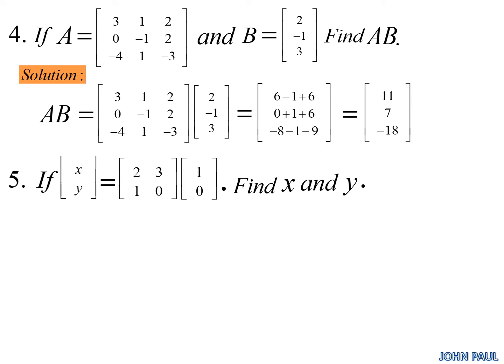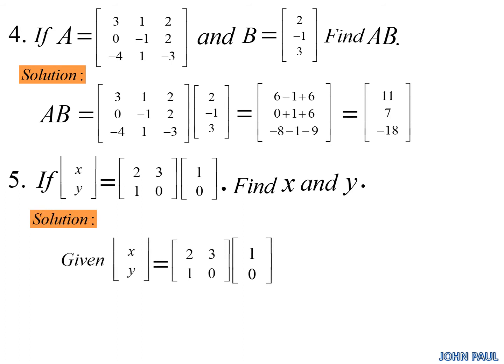Fifth problem. If xy equals the matrix given, we want to find xy. On the right side, multiplication is there. We'll multiply, then we will equate to find the values of x and y. Solution.